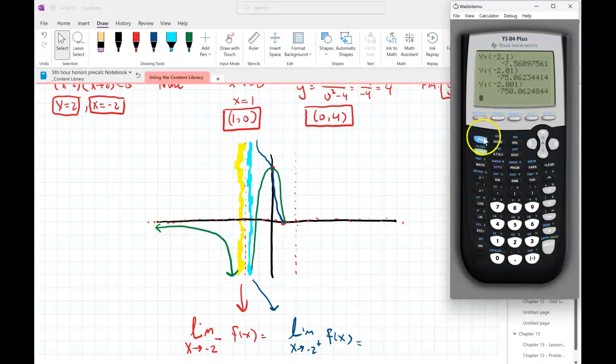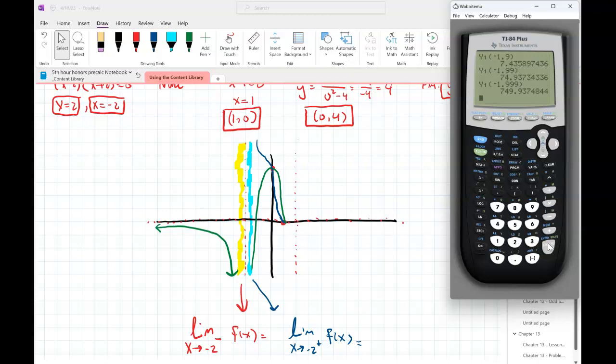So I'm going to do the same thing now. So I'm going to do vars and then over to yvars. We're in function mode and we're using y1. That's where we typed everything in. So I'm going to start at like negative 1.9, something a little bit bigger. And then we'll do like negative 1.99. And then maybe like negative 1.999.